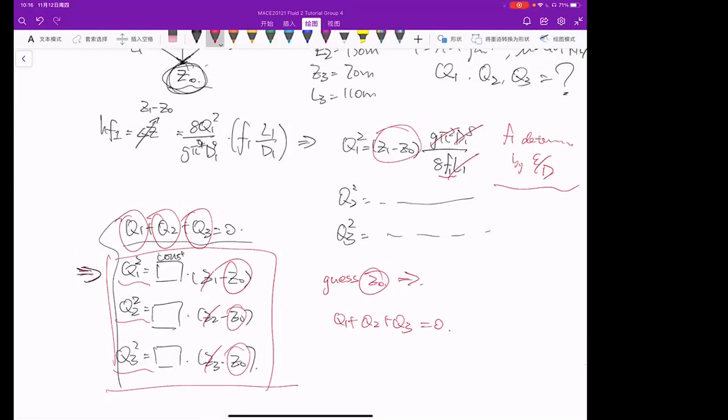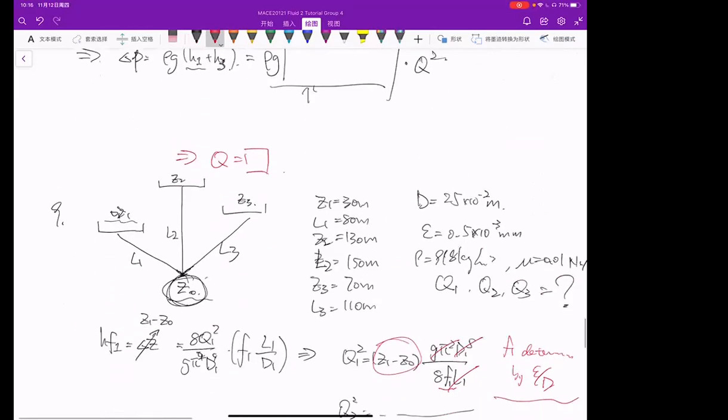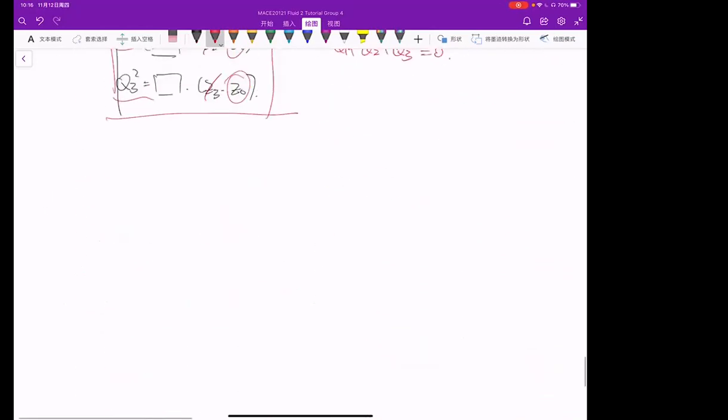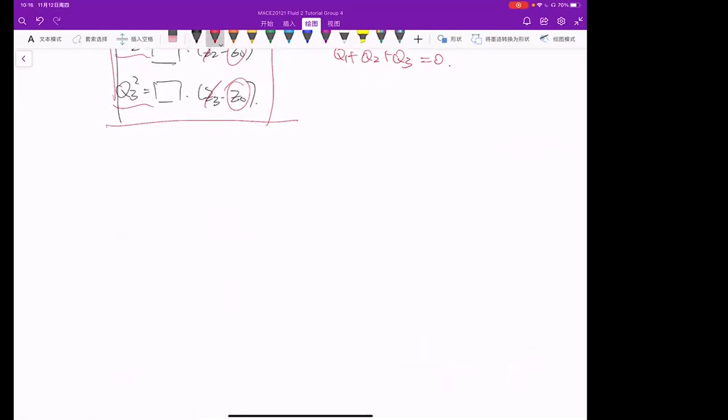Here, since you need to do a square root, you always bear in mind which one is negative and which one is positive. This one has the lowest head, so it's very likely that the flow is flowing in this direction. For this one, it's definitely positive. But for this one, it's kind of hard to determine, so you need to calculate and find out based on your results. That is basically how it works.